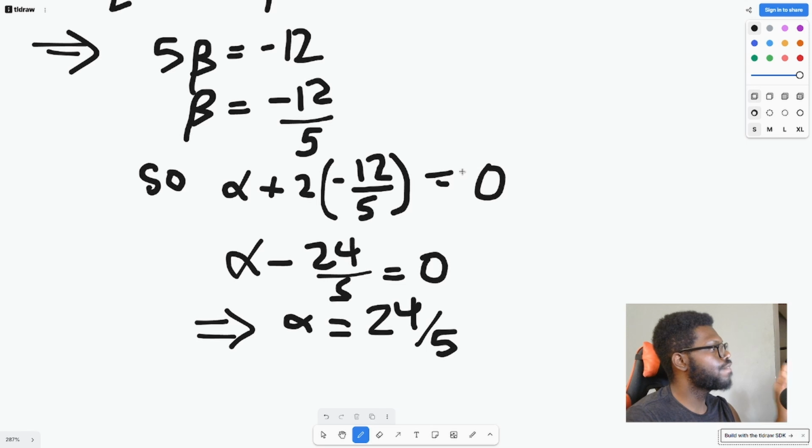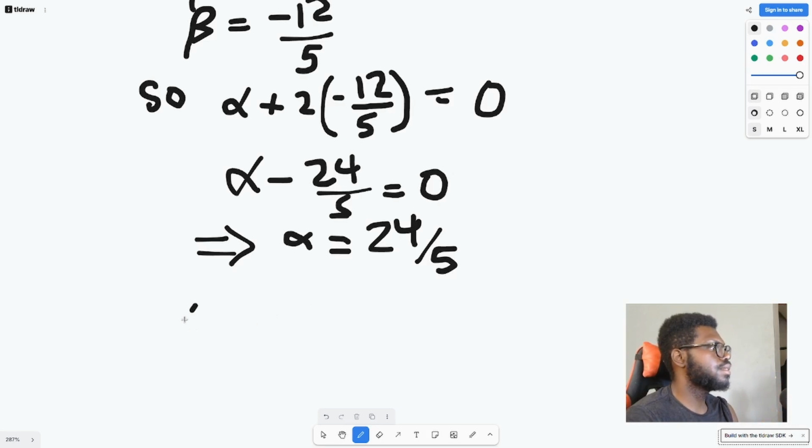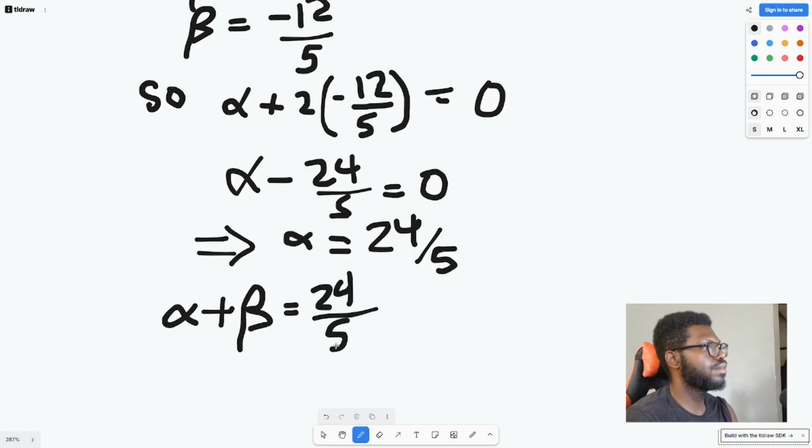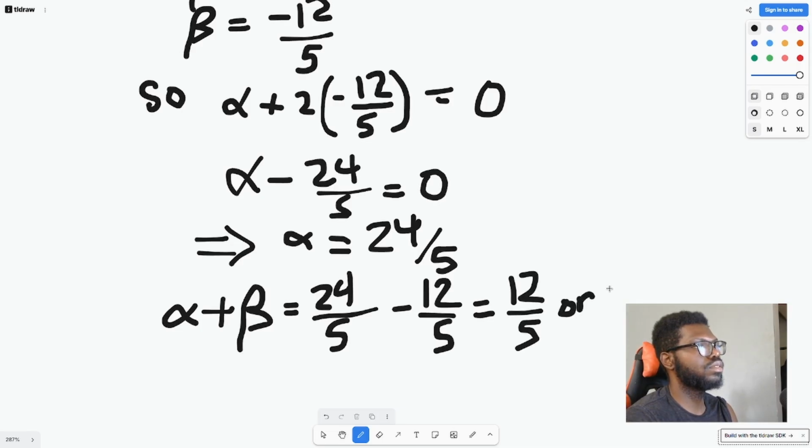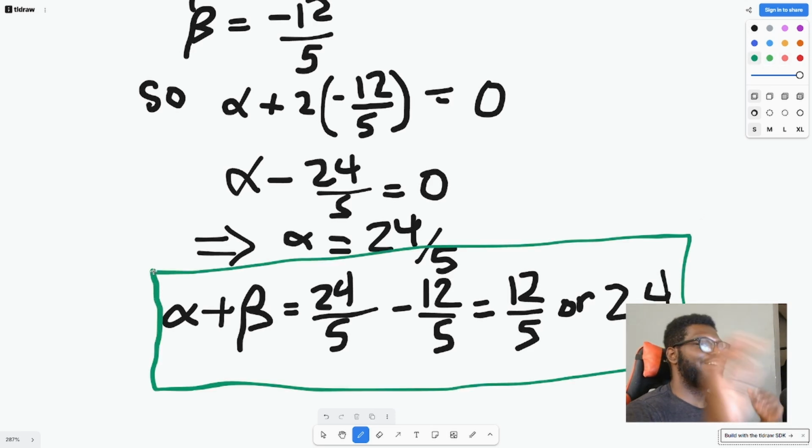But remember, we want to find alpha plus beta. We're almost there, but not quite. Still one more step. But fortunately, this is the easier step. Alpha plus beta is just 24 over 5 minus 12 over 5, which is 12 over 5, or 2.4. All right, we are done.